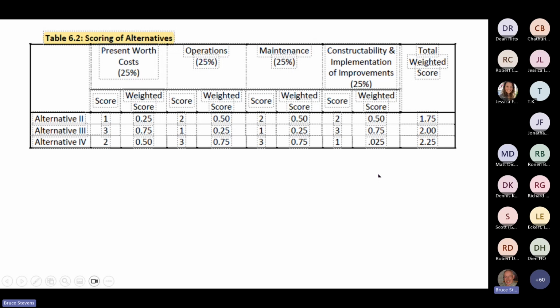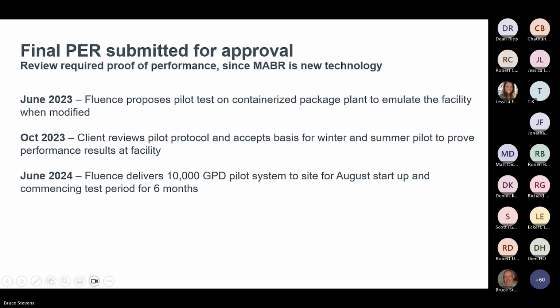Cost alternatives were considered. The present worth was one portion of it, the operations value, the maintenance value, and the constructability and implementation were all weighted by the team that did the review. And alternatives 2, 3, and 4 were rated with this point level scale. So the MBR did come out the lowest rated. The D-night filter came out second, and the MABR was the highest rated in this process and was selected for the upgrade to the plant.